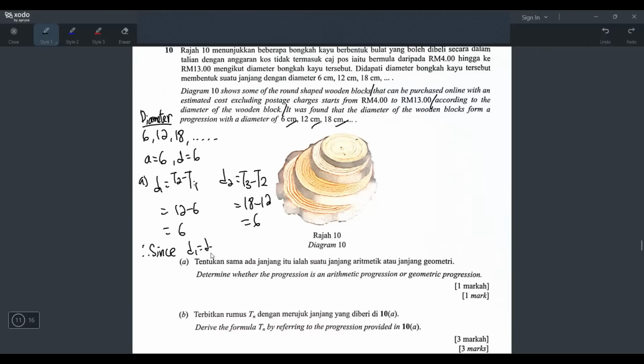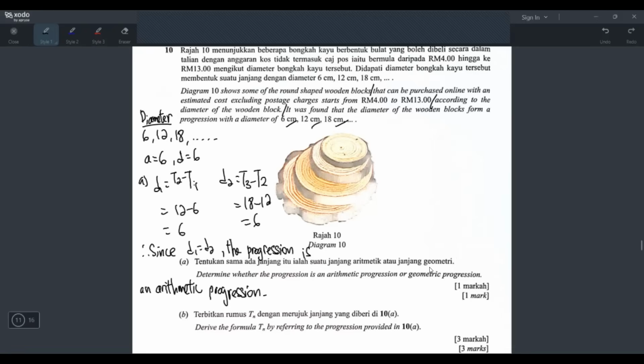d1 and d2 give you the same value, therefore you can say the progression is an arithmetic progression. Okay, let's write here. It's an arithmetic progression, janjang arithmetic. Okay, so this is how we prove.